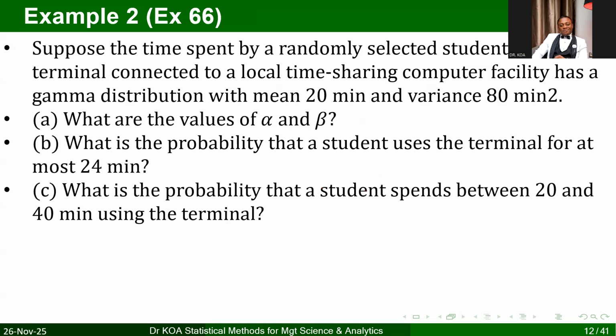Okay, the next one. Let's take another example and again, try and find out what is happening here. Suppose that the time spent by a randomly selected student who uses a terminal connected to a local time-sharing computer facility has a gamma distribution with a mean of 20 minutes and a variance of 80 minutes.